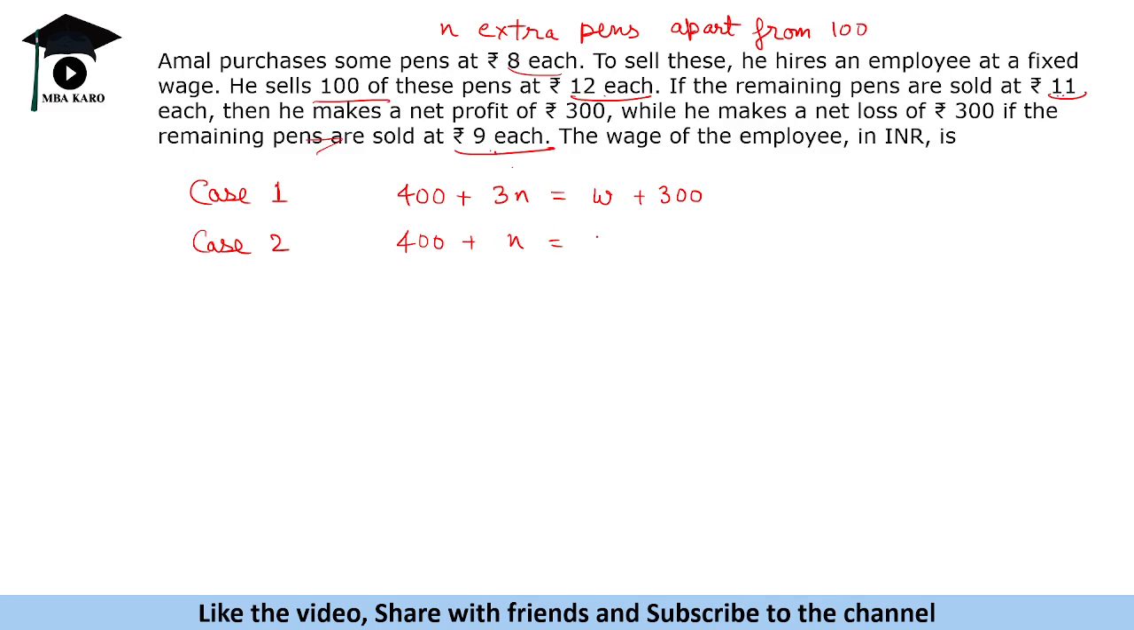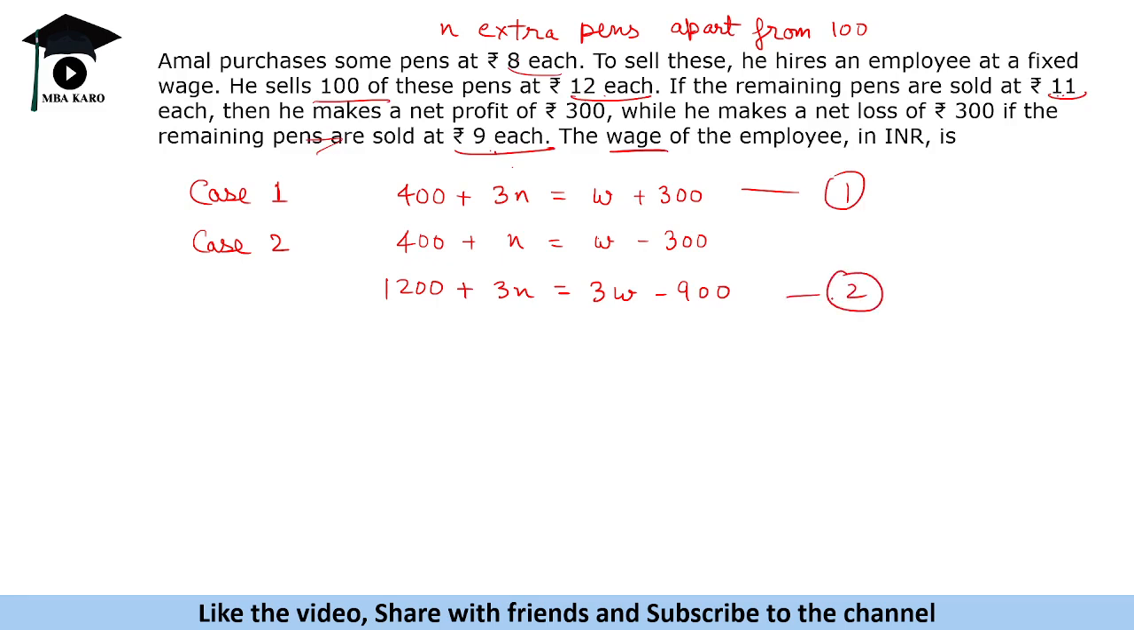Now in this he is giving wage, but he is having a loss of 300 rupees. So we need to find the wage w, so let us remove n. Let us multiply this by 3. We get 1200 plus 3n is equal to 3w minus 900. So this is the first equation.